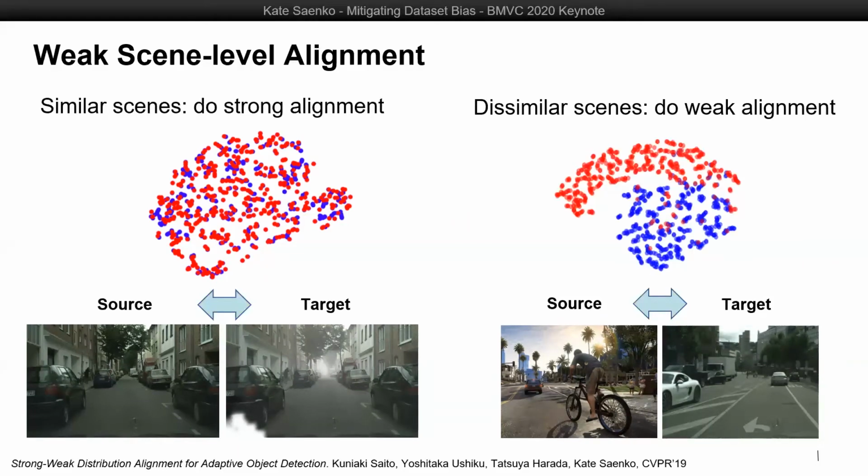So what we proposed in our paper from CVPR 19 is to relax the alignment constraint. And we're still going to do feature alignment, but it's going to be a weak alignment in this case. And ideally, we want our model to figure out automatically if it should do strong alignment or weak alignment, depending on the two domains that it's given at training time.